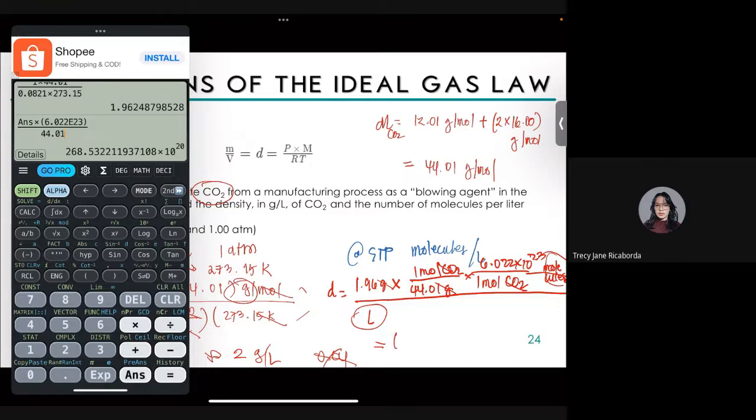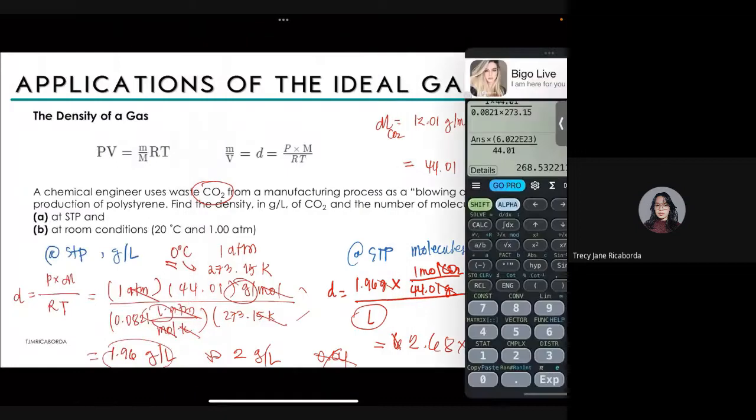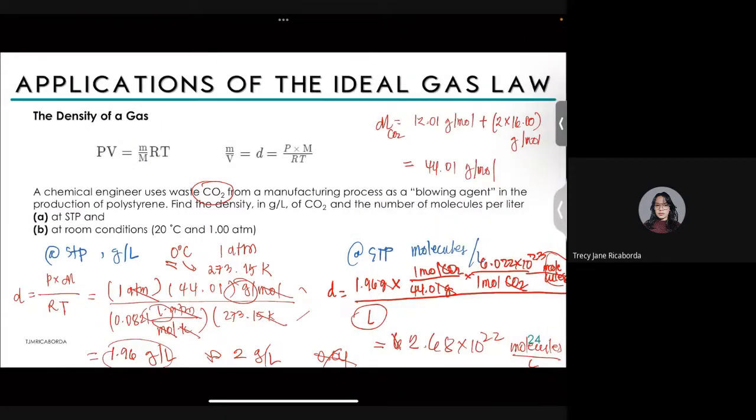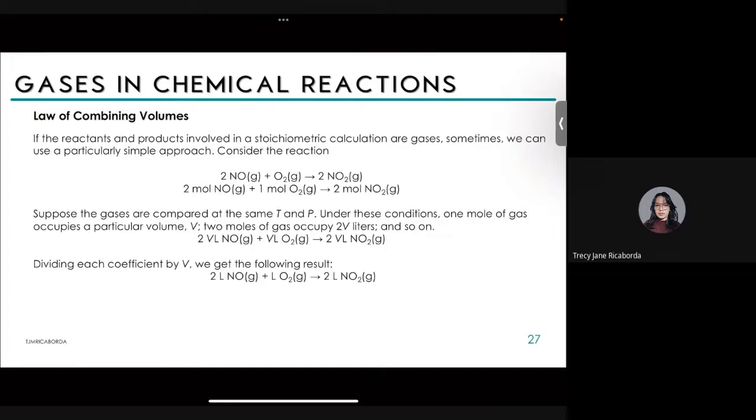Okay. That's 2.68 times 10 to the 22 molecules per liter. Okay? So the answer to letter B will be in the reading material that I gave you accompanying the chapter on gases. It's also around here. So you can do it on your own and then check later if you did the right process and if you got the right answer.